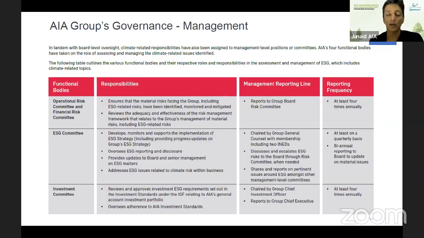Now, in addition to this, we also have an investment committee, which lays out investment requirements, if any, and then integrates ESG into them. So, for example, it will set out the investment standards under our investment governance framework. And of course, this is replicated locally. So if there are exclusions such as coal, these will be monitored at the business unit level as well.